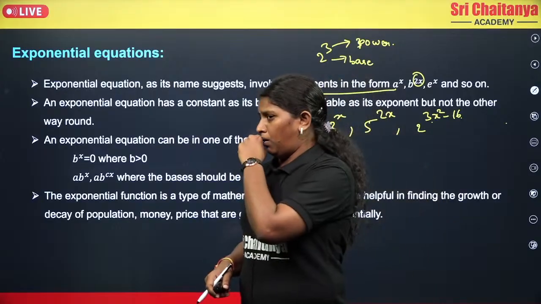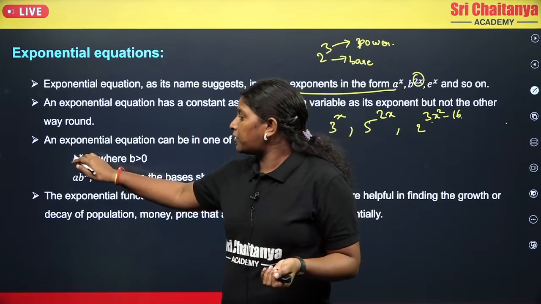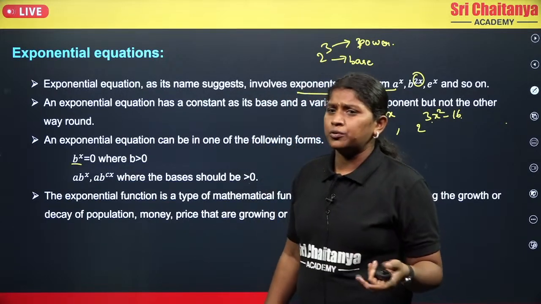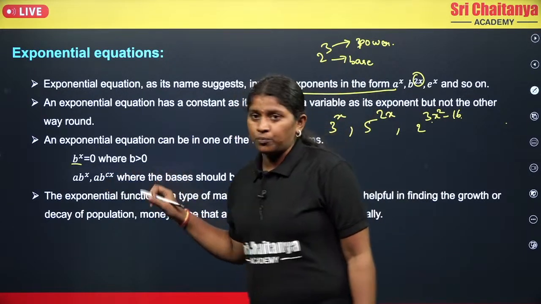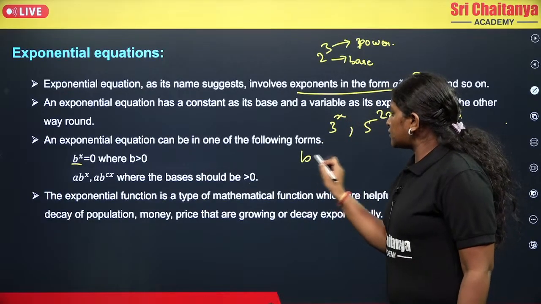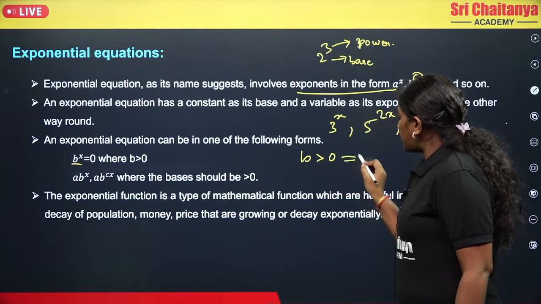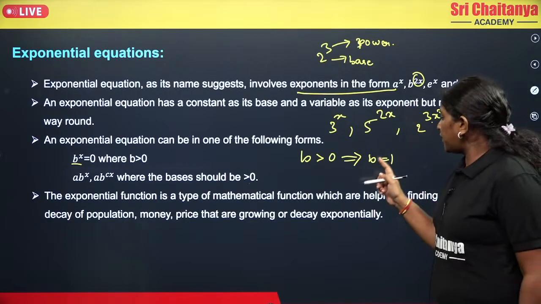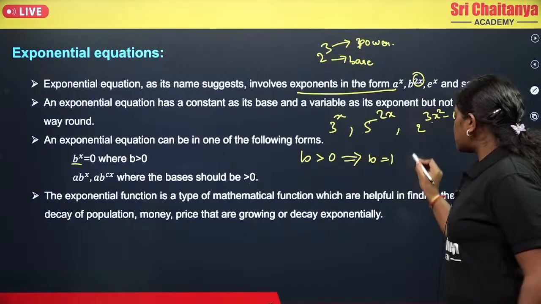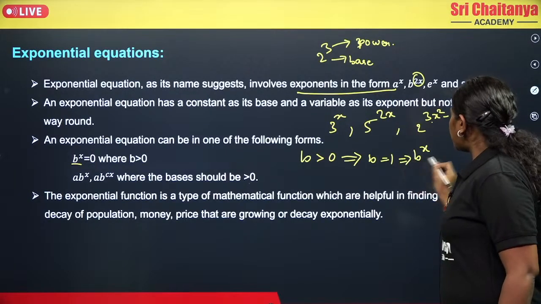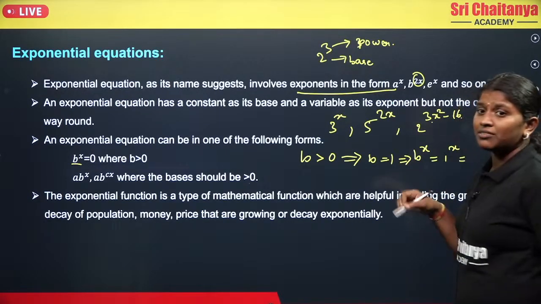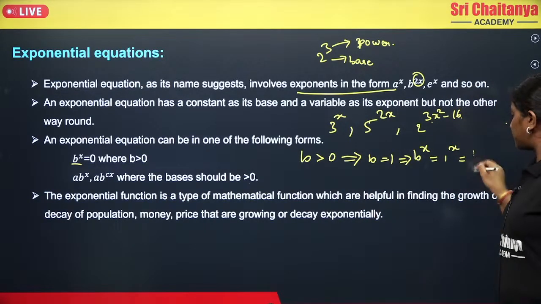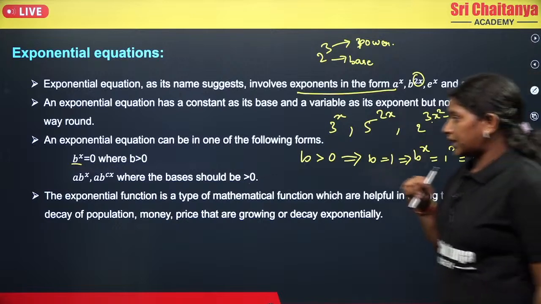Now coming to the next one, an exponential equation can be represented in various forms. We will have b to the power x, where the base b can be any value, but it should be greater than 0. With the condition b greater than 0, if you take b equals 1, then b to the power x becomes 1 to the power x. Whatever the power of x, you get 1. Okay, now moving to the next.